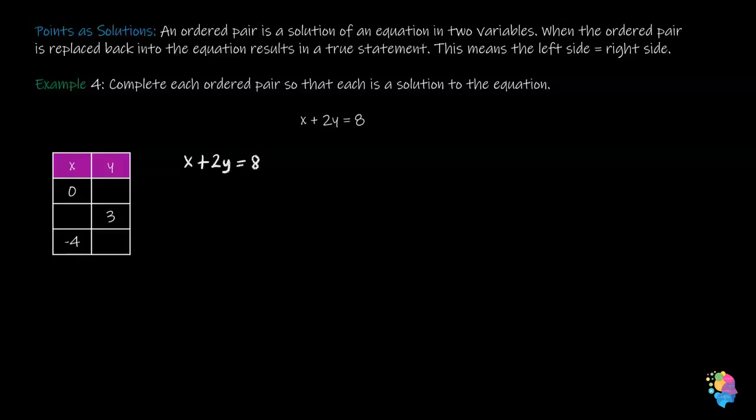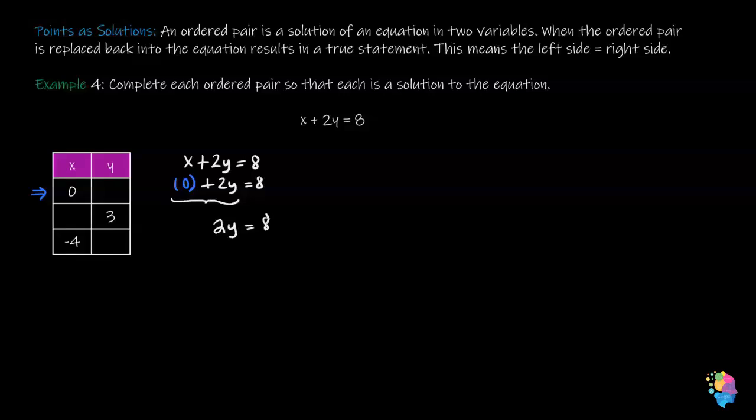And what I'm going to do is look at the first coordinate that I'm being given. This time I'm being told that x is equal to 0. So everywhere I see an x, I'm going to replace it with a 0. So then this becomes 0, bring down the rest, plus 2y is equal to 8. Well, 0 plus 2y will just give me 2y is equal to 8.